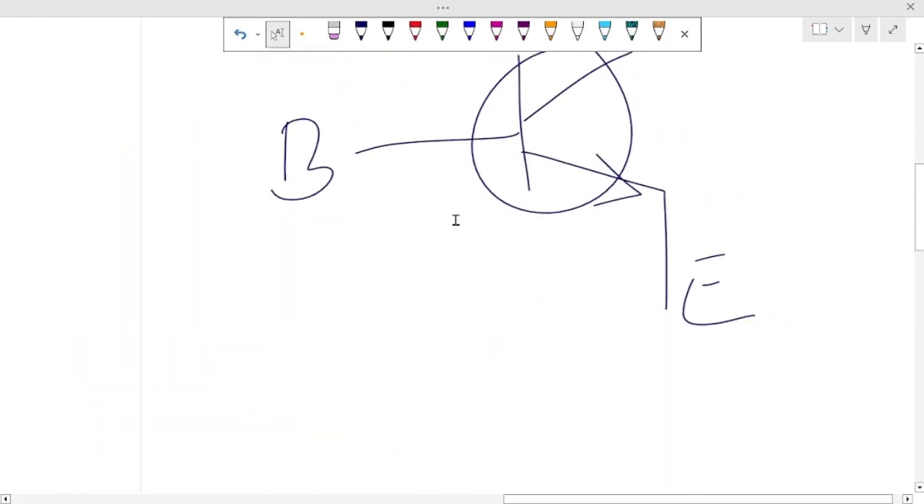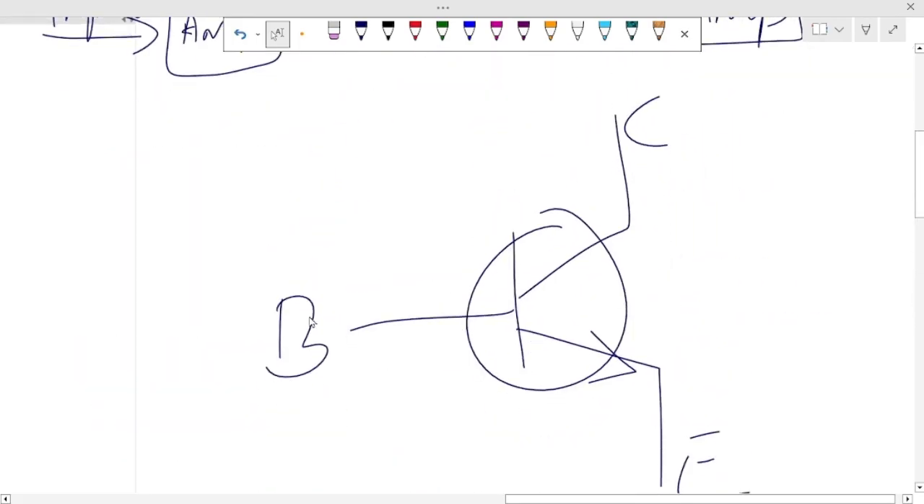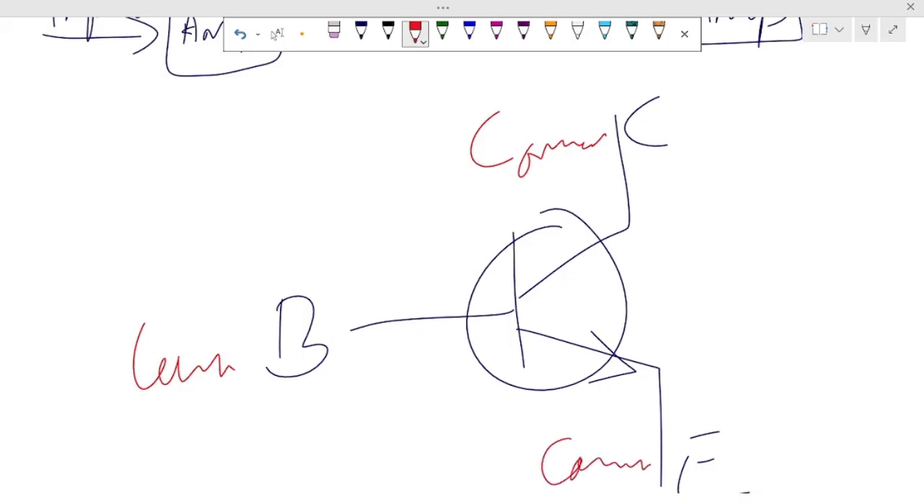How many pins do we have? We have base, emitter, and collector. 3 pins. That means we'll now have what? I said put "common" in your head, right? Put common. Pardon the handwriting. Common. I don't have my pen here with me, so alright. So common collector, common base, common emitter. Exactly. With this idea, you have known all 3, or you can mention all 3 configurations.